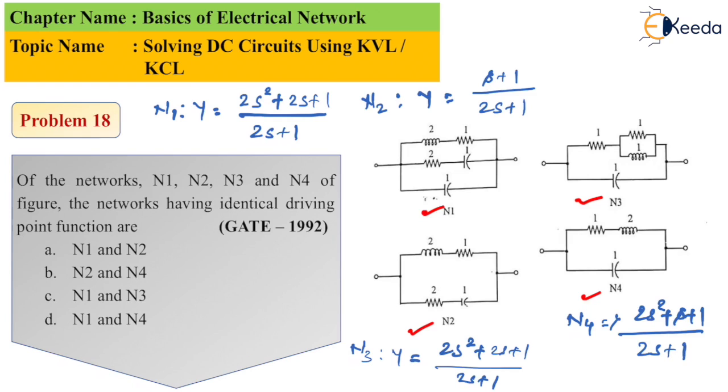Now if you compare the values of N1, N2, N3 and N4, you will come to know that N1 and N3 are identical because their Y equivalents are the same. So what is the correct option? It is option number C.